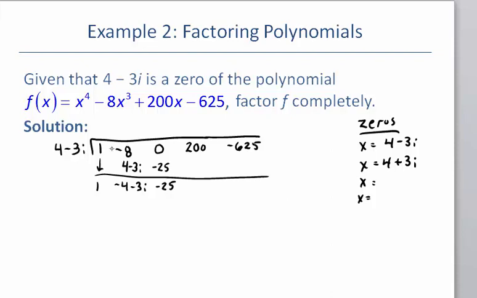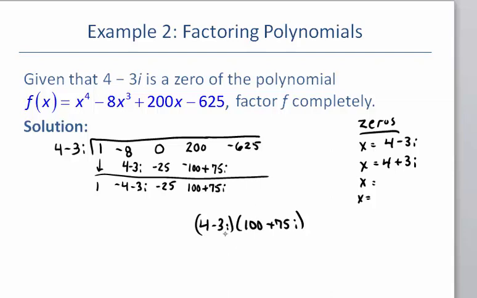So negative 25 times 4 minus 3i will distribute. Negative 25 times 4 is going to be negative 100. Negative 25 times negative 3i is going to be positive 75i. And we'll add. So we're going to get 100 plus 75i. And we need to multiply one more time. So I'm going to multiply 4 minus 3i times 100 plus 75i.